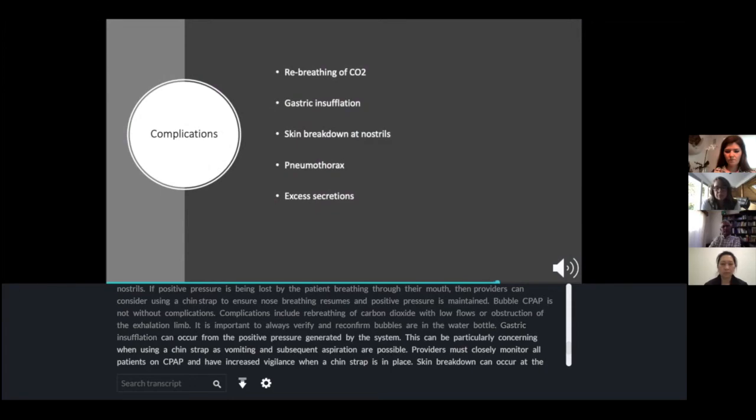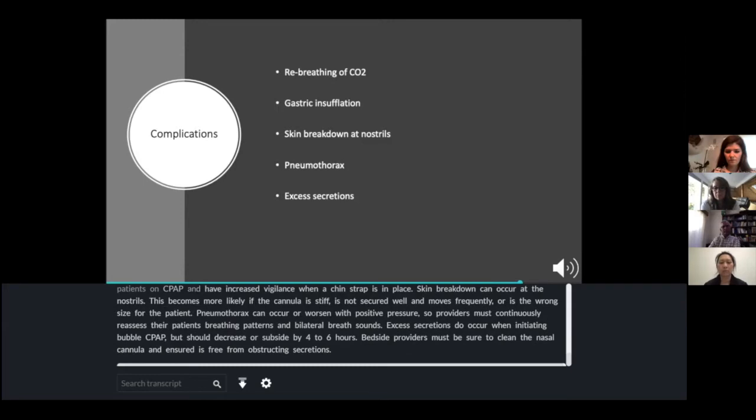Gastric insufflation can occur from the positive pressure generated by the system. This can be particularly concerning when using a chin strap, as vomiting and subsequent aspiration are possible. Providers must closely monitor all patients on CPAP and have increased vigilance when a chin strap is in place.